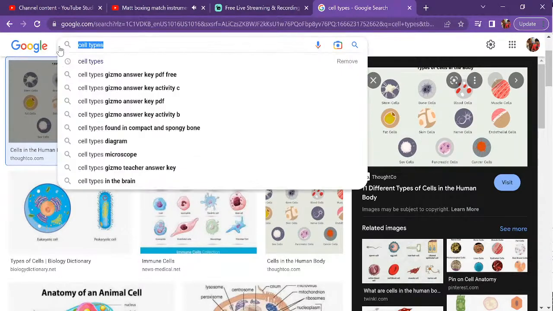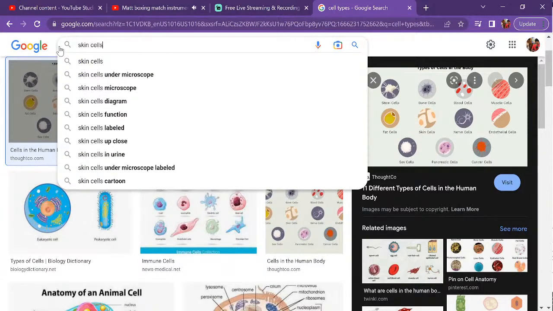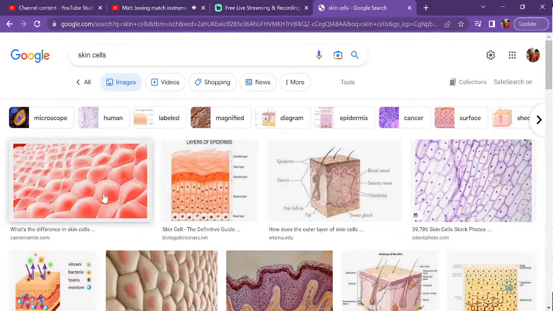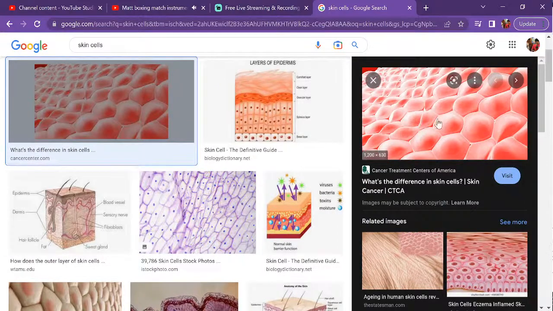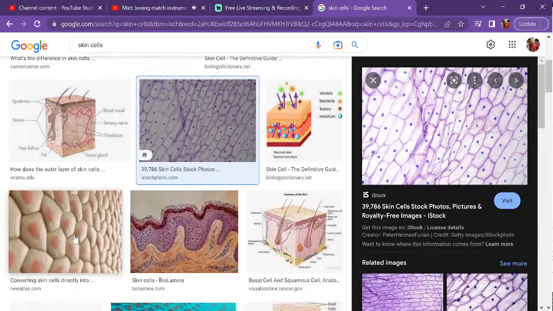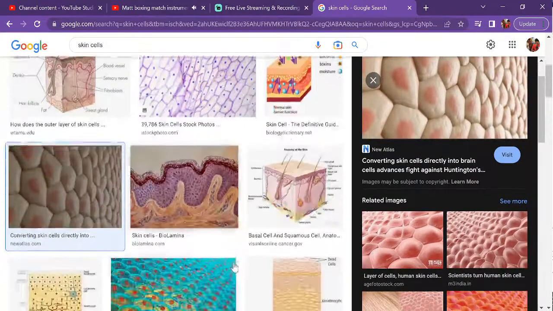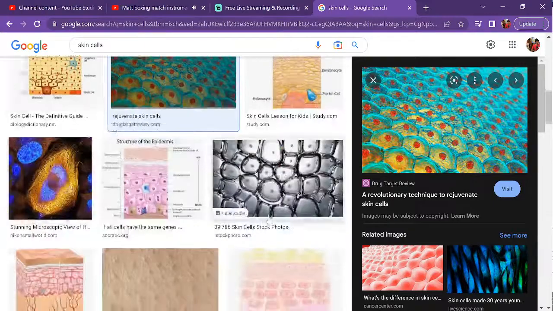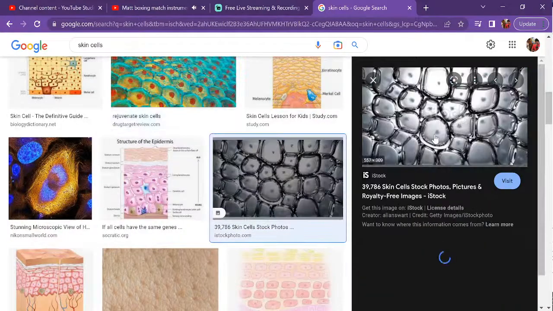Let's have a look at skin cells. Let's get rid of these drawings. Skin cells, flat, these flat things. Look at this. Now, it turns out there are many different types of skin cells. Look at this.